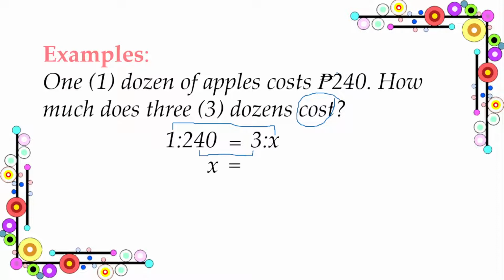So for the second naman po is the product of the means. So 240 times 3 is 720. So the value of x is 720, meaning the 3 dozens of apple cost 720. Okay?